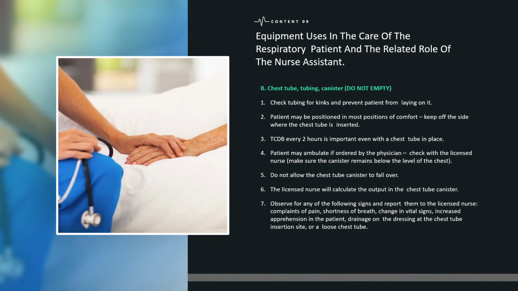Chest tube, tubing, and canister. Check tubing for kinks and prevent the patient from lying on it. The patient may be positioned in most positions of comfort. Keep off the side where the chest tube is inserted.